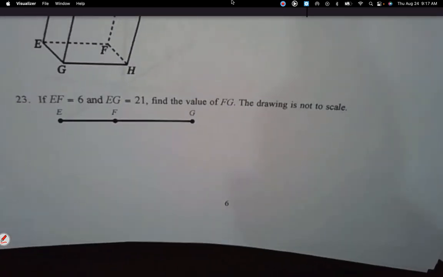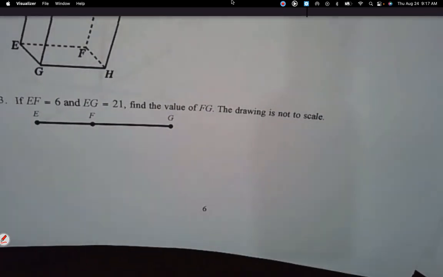Number 23 is circled. All right, number 23. This one's not bad. Label, y'all, as we read it. So it says EF is 6. So from E to F is 6. Go to your next page. Okay, EG is 21. That's the whole thing, it's 21. Number 23.